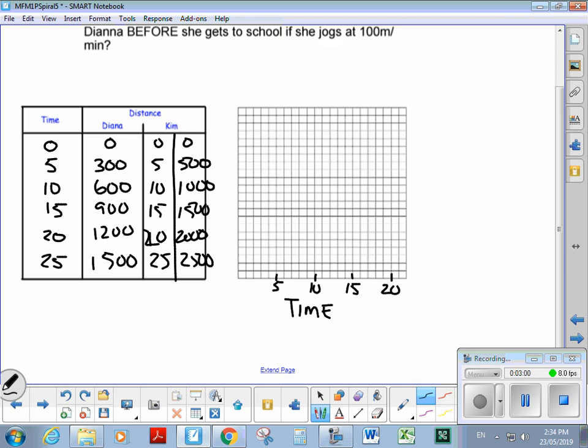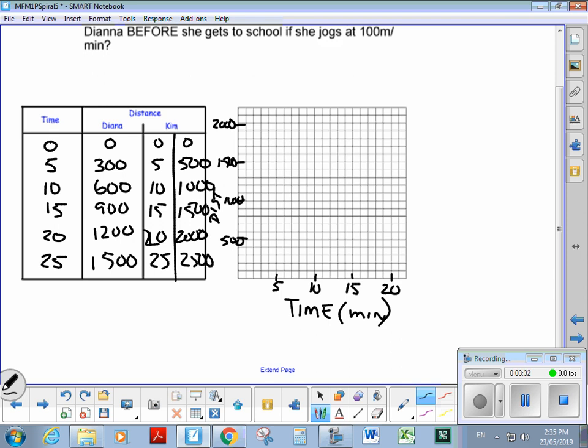So every square is a minute, so time in minutes. Here's distance, so distance in meters. Every square is 100. So 1, 2, 3, 4, 500. 1, 2, 3, 4, 5. So there's 1,000. 1, 2, 3, 1,500, 2,000. All right, so let's see if this works.